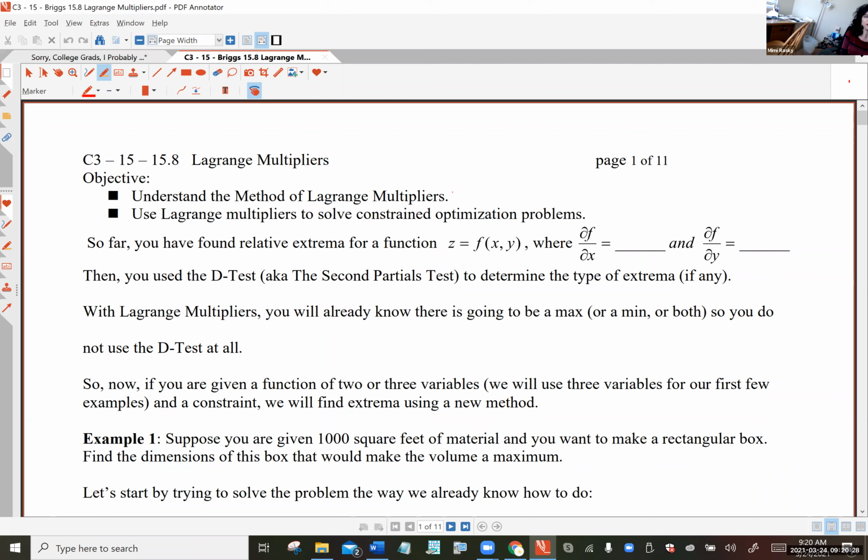So that problem, you had to do it the way we did it, which is basically get the partials, get the critical point, and perform the d-test. There's no other method for that kind of problem, okay?